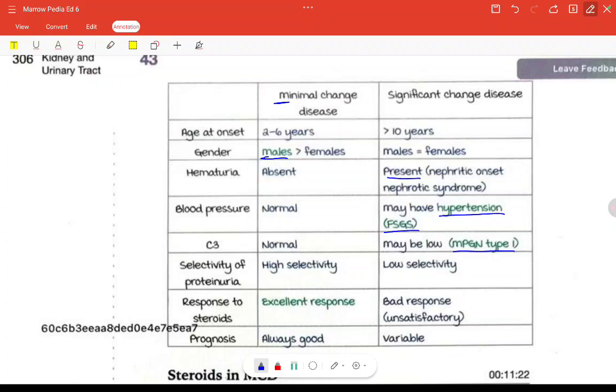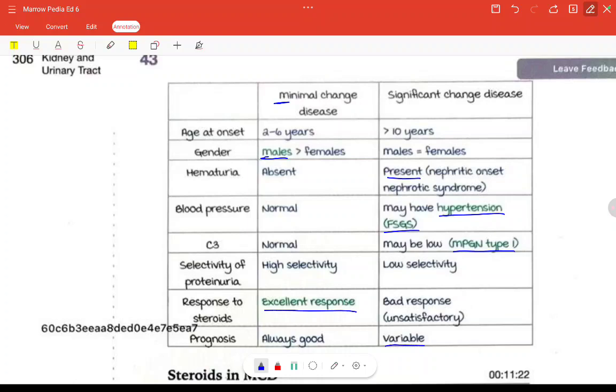Selectivity of the proteinuria is high in minimal change disease, and in significant change disease there will be low selectivity. If there are significant changes present, all kinds of protein will pass out from the glomerulus, right? In response to steroids, there is an excellent response seen in the minimal change disease and a bad response in significant change disease. Prognosis is always good in minimal change disease, and in significant change disease prognosis is variable.